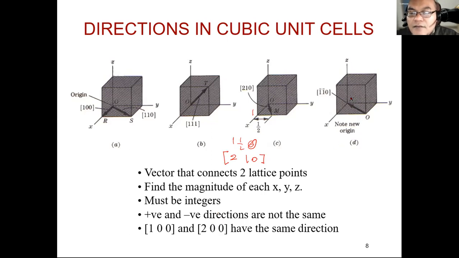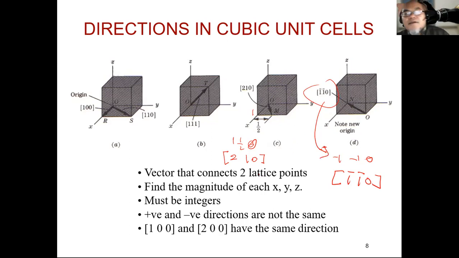From here, now the origin is put here, and then it goes in this direction. So X is -1, Y is also -1, Z is 0. This is already in integers, but when we put it in brackets, the minus becomes an overbar. So [1̄ 1̄ 0].